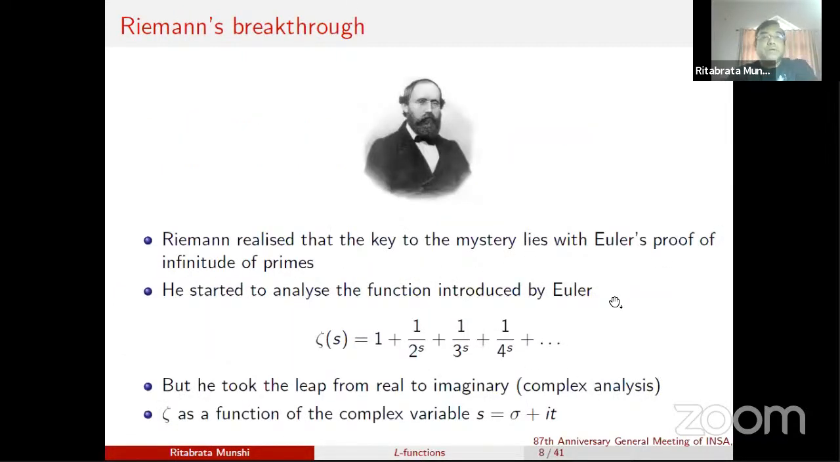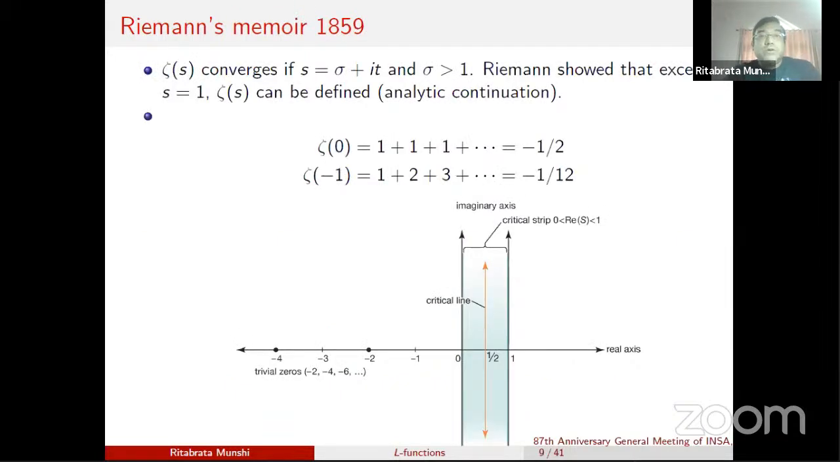Okay? And then Riemann in around 1860 realized that one can do something about Gauss's conjecture if one understands Euler's zeta function better. He was the first person to look at the zeta function not just for real s greater than 1. He started it as a complex function. So s he took as a complex variable, sigma plus it. Okay? And then he proved a lot of things.